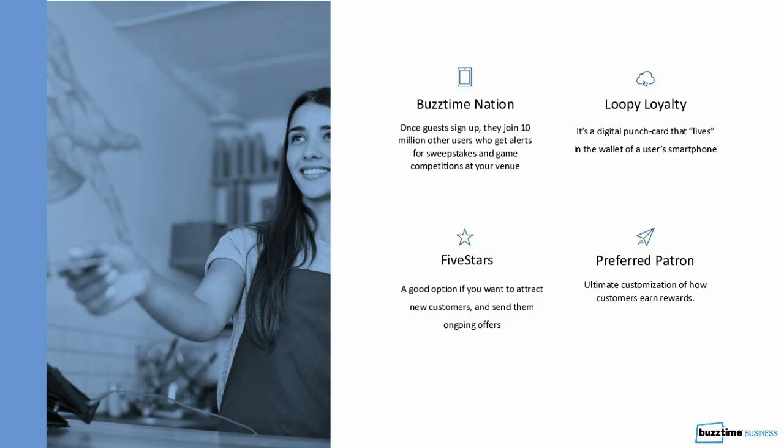Loop Loyalty, it's a digital punch card that lives in a user's smartphone. So it's exactly like the paper version, just made digital. 5 stars, it's a good option if you want to attract new customers, and it sends them ongoing offers when they have the app as well. And Preferred Patron, it's a very customized system for your customers to earn rewards.